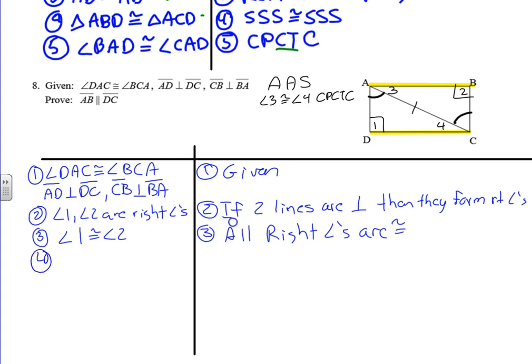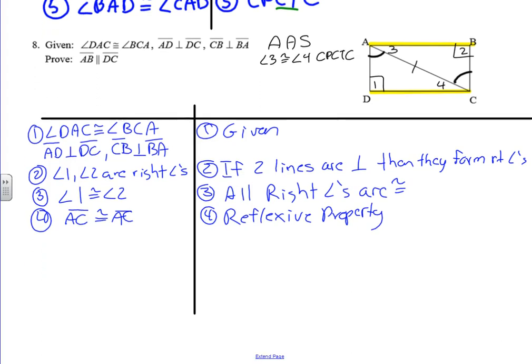And then we're going to do our side by the reflexive property. So AC is congruent to AC by the reflexive property. So now we can say the triangles are congruent. So triangle ADC is congruent to, now the order of these letters matters. If we started with A, we're going to have to start with C, B, A in the other triangle. And the reason is angle, angle, side congruent to angle, angle, side.